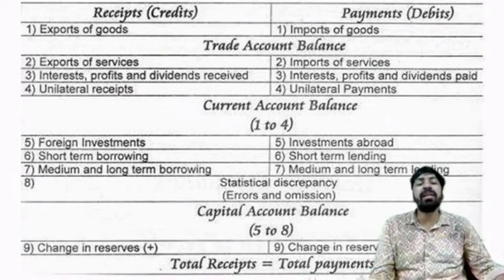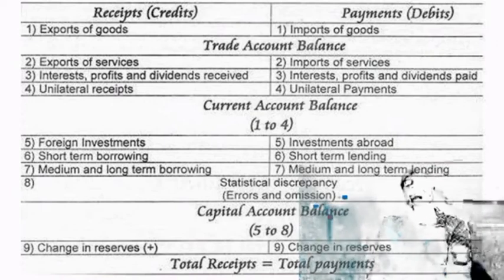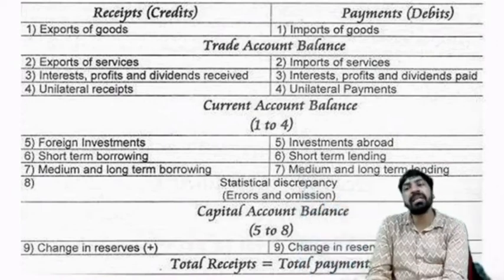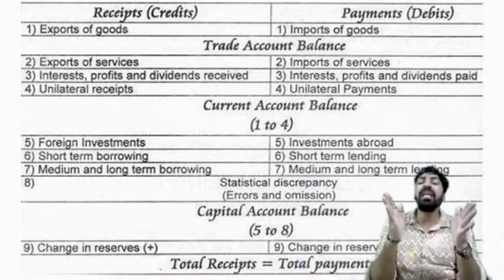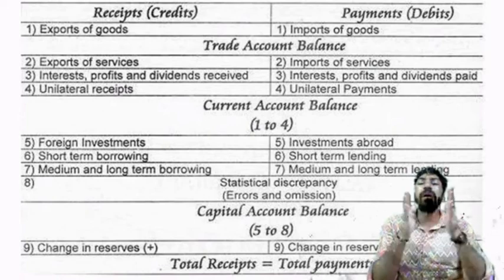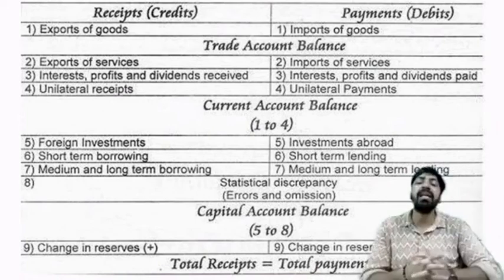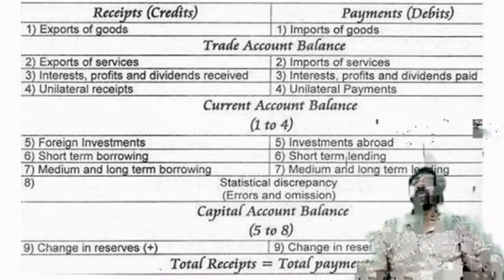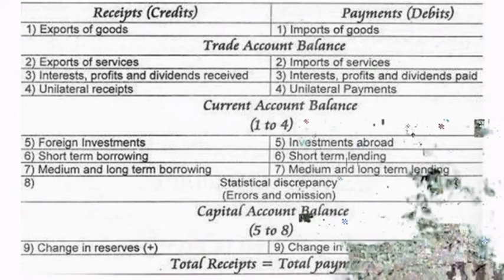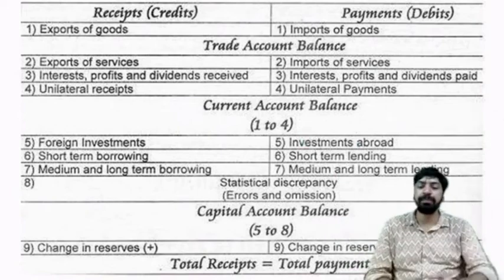Then the third one is any change in reserve. A positive change comes under the reserve credit side. Any negative change in reserve comes under the payment side. Accordingly, once we reveal such items on the credit and debit side, we equalize, and then the total receipts and total payments become equal. So this is the format which has been shown here.